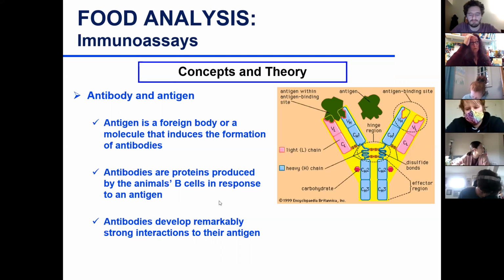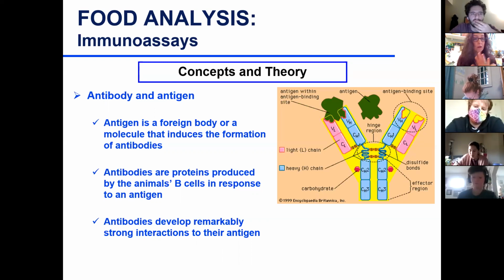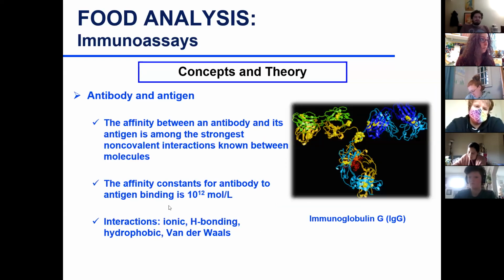So the interaction between the antigen and antibody is very, very specific. And it is a very strong interaction, although it's non-covalent. So it's not a covalent interaction. It could be hydrogen bond, hydrophobic, electrostatic, van der Waals, but not a covalent interaction. But it's very, very specific. It's kind of like a lock and key, or similar to enzyme-substrate interaction. It's among the strongest interactions between molecules.